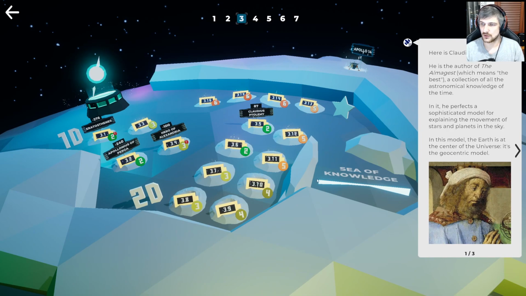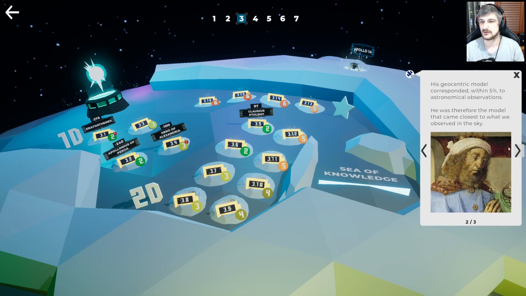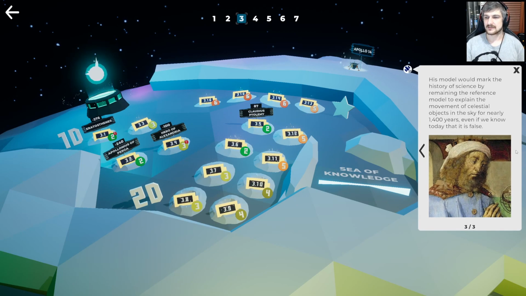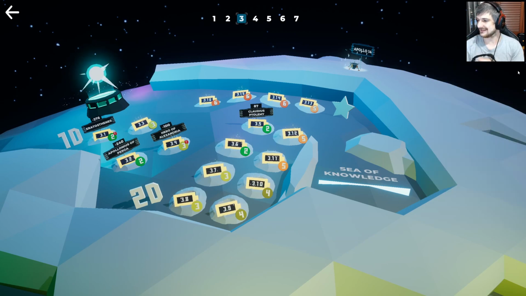Claudius Ptolemy. He's the author of the Almagest, which means the best. A collection of all the astronomical knowledge of the time. In it, he perfects a sophisticated model for explaining the movement of stars and planets in the sky. In this model, the Earth is at the center of the universe. It's the geocentric model. His geocentric model corresponded within 5% to astronomical observations. He was therefore the model that came closest to what we observed in the sky. His model would mark the history of science by remaining the reference model to explain the movement of celestial objects in the sky for nearly 1400 years, even if we know today that it is false.